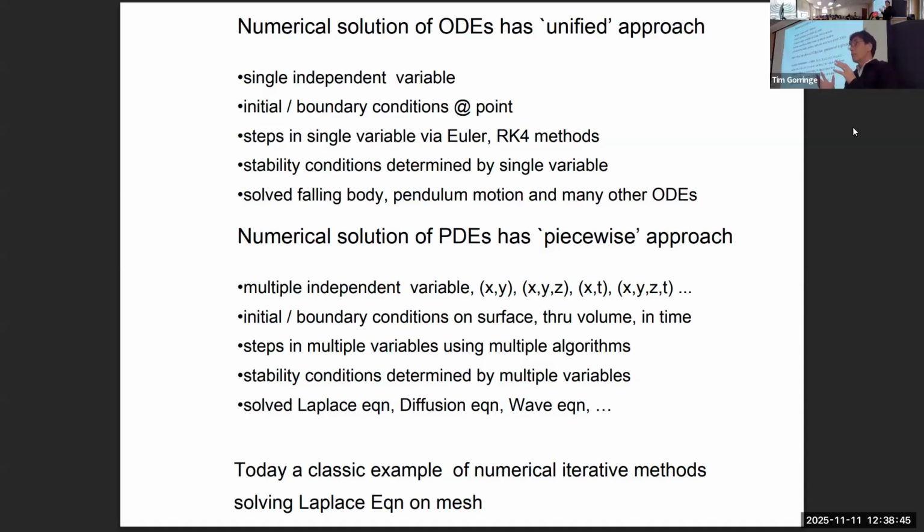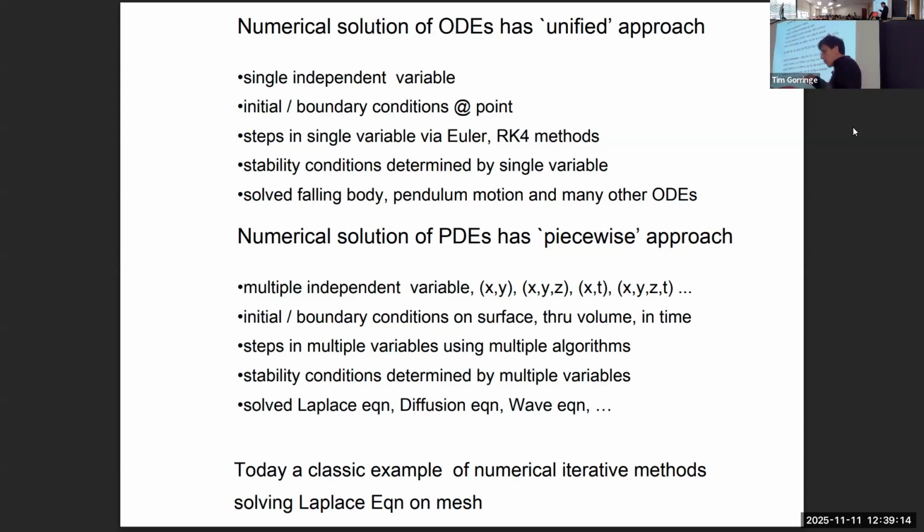We've got, instead of initial conditions, boundary conditions at a point, you've got initial conditions, boundary conditions over a line bounding a two-dimensional surface, or over a surface bounding a three-dimensional volume, or even more complicated boundary conditions when you've got time and space in the partial differential. So that's a big difference.